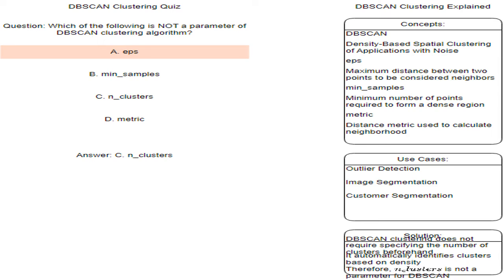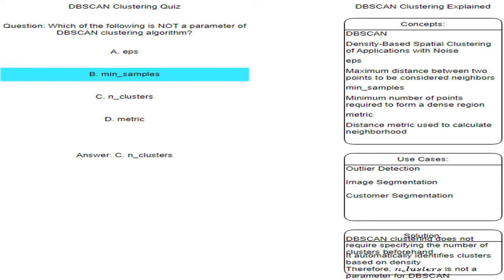Eps. Eps represents the maximum radius of the neighborhood around a data point. Points within this radius are considered neighbors. It's a crucial parameter that determines the size and shape of the clusters. A higher eps value results in larger clusters and may merge smaller clusters together.